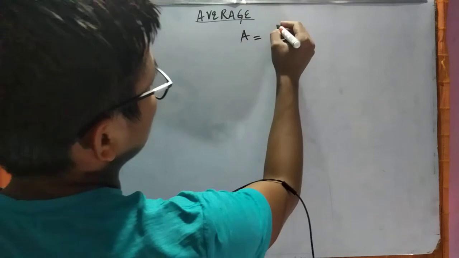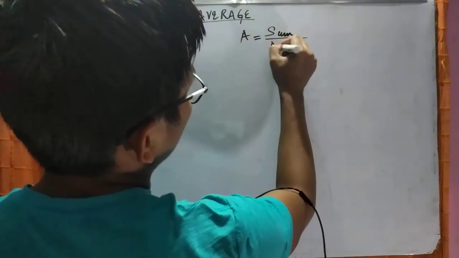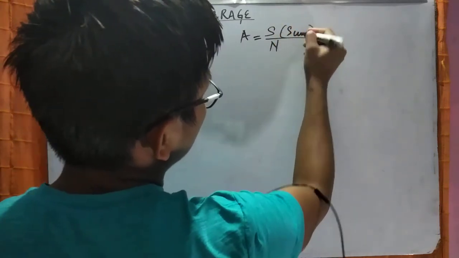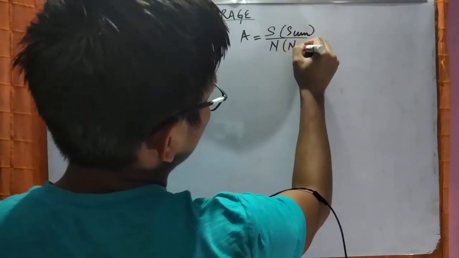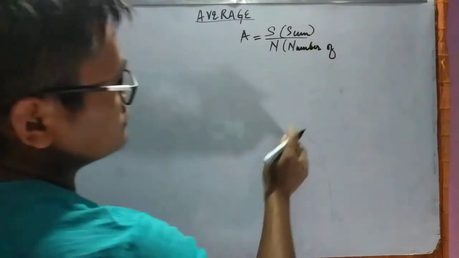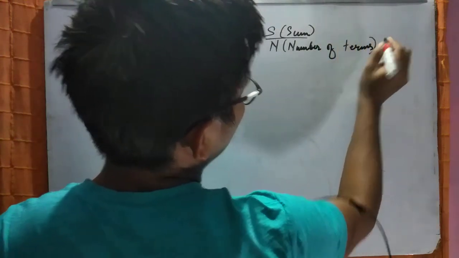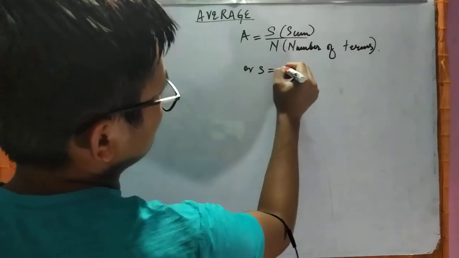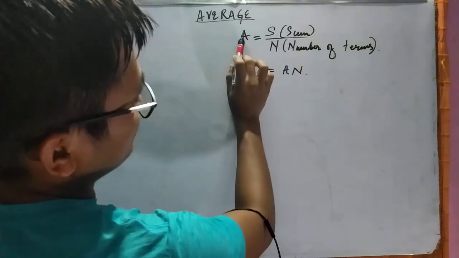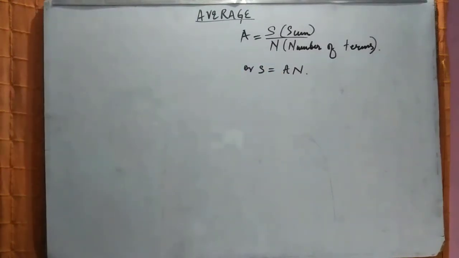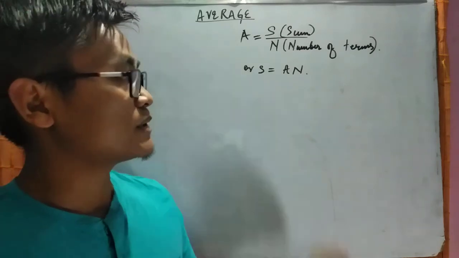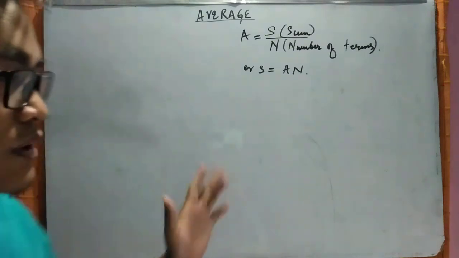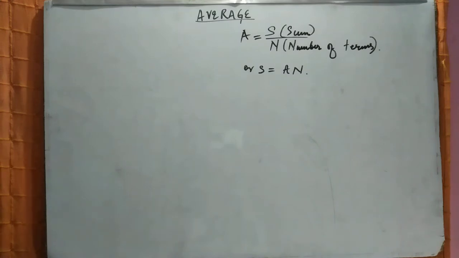Average equal to sum by number of times. Sum to average into number. Question basis, natural number, even number, odd number, average, formula.